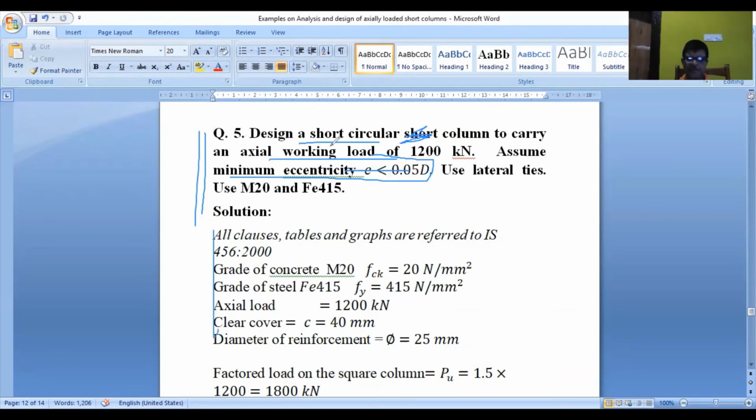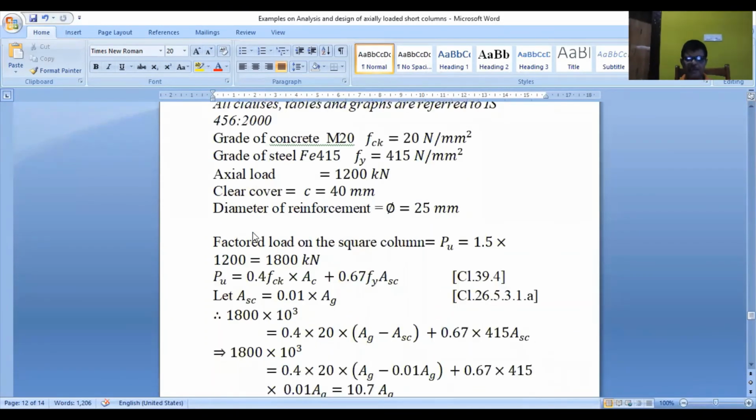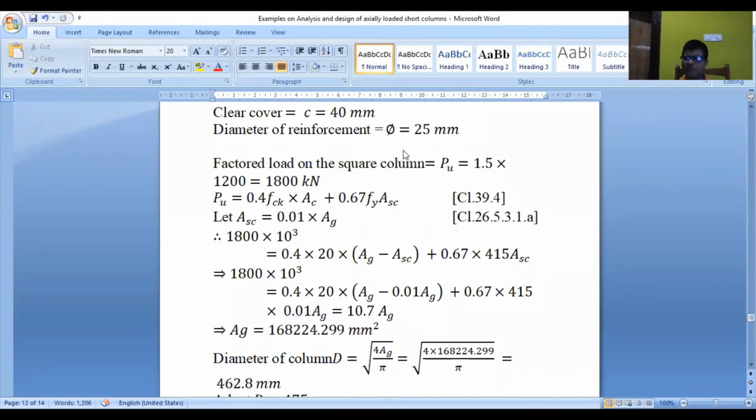Now write all the data given in the question. Once you have the data, you write the fck, fy, cover, diameter of reinforcement. Diameter of reinforcement you are free to take 25, 20, 28, 16 as you like. Now factored load will be Pu equal to 1.5 times this, for the circular column, not square, so 1800. Now again assume the area of steel is equal to 1% of the gross area, and like previous problems put all this into the formula and find the value of Ag.